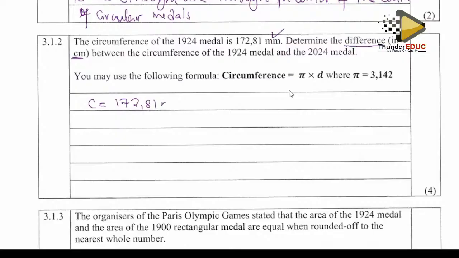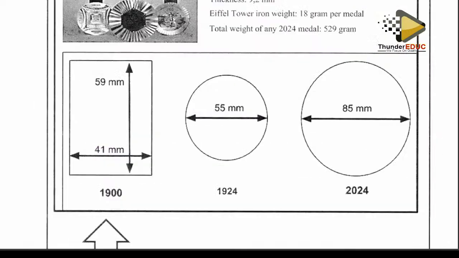What we do, they're millimeters. Millimeters to centimeters, we shall divide by 10. So the answer becomes centimeters. That's the circumference of the first one, which is 1924. Then we need to look for the circumference of the 2024 model. It's not given. So this is the one that's done, and we need to find this.